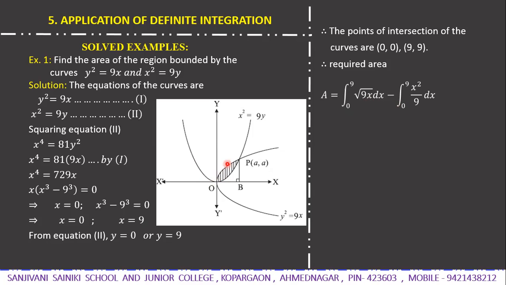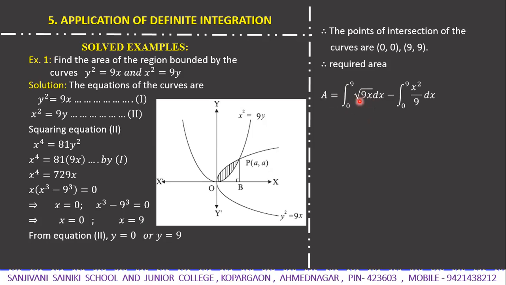Now this is for the upper curve. So what is y for this upper curve? It is y square is equal to 9x. So y is root 9x. And y for the lower curve is x square upon 9. So the integral from 0 to 9 of root 9x minus x square upon 9 dx.